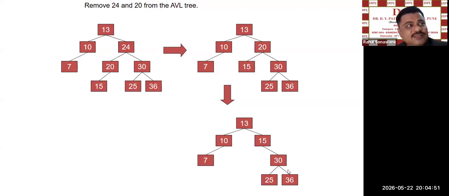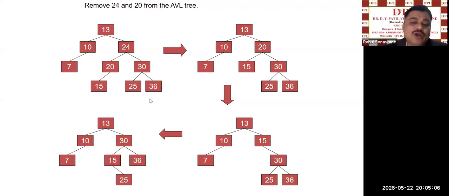Now, you can observe that the tree is unbalanced. So not only because of insertion, but because of deletion also, the tree can get unbalanced. Then also we have to perform the rotation to make it balanced. After performing the rotation, if you keep the 30 as the root and 15 as the left child, then we can say that the tree is balanced.